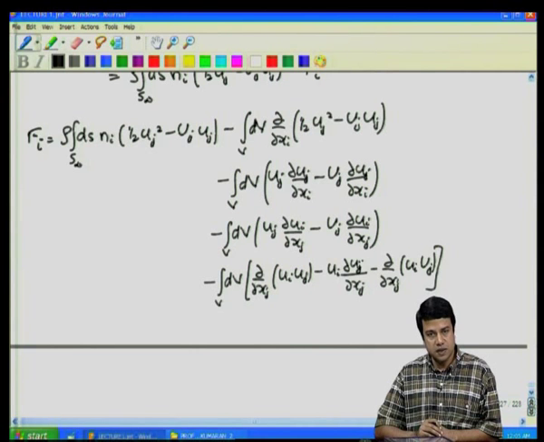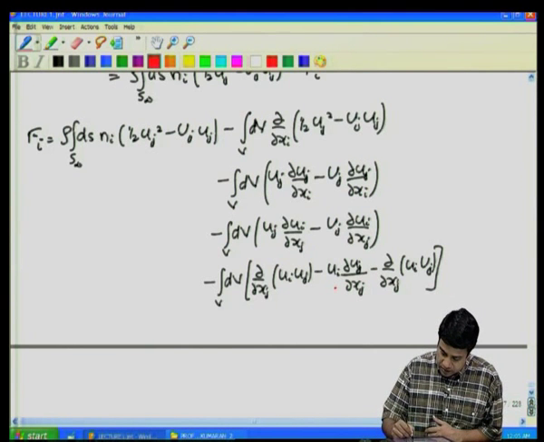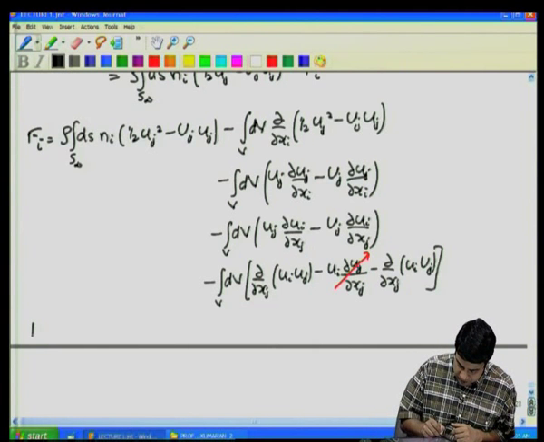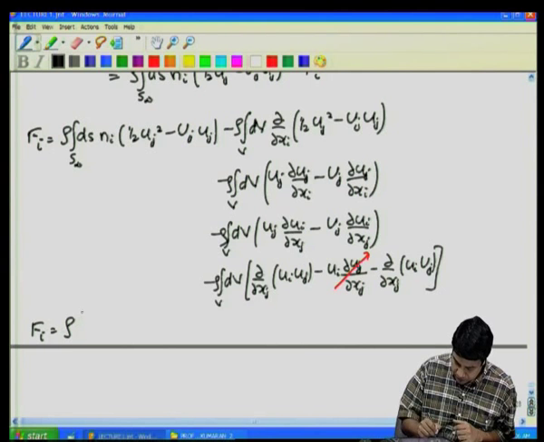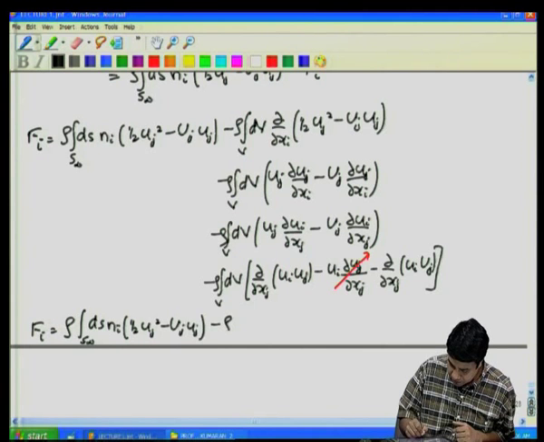And of course, that term partial uj by partial xj is the divergence of the velocity. The divergence of the velocity is identically equal to 0, because the potential flow is incompressible. So, therefore, this term is identically equal to 0. And the equation for the force becomes Fi is equal to, this should have a density here, rho integral of the surface at infinity minus rho times integral over the volume.